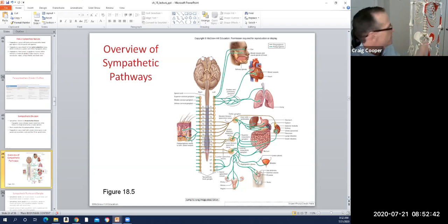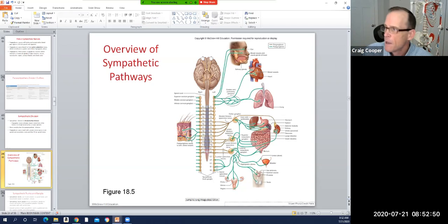So we do still have that shorter preganglionic axon for all these sympathetic systems and a longer postganglionic axon. And so that's kind of what's shown over here. These brown ones are meant to be the preganglionic axon, and then the green ones are the postganglionic axons on the diagram. And we do have a number of different named ganglia that control these different organs.